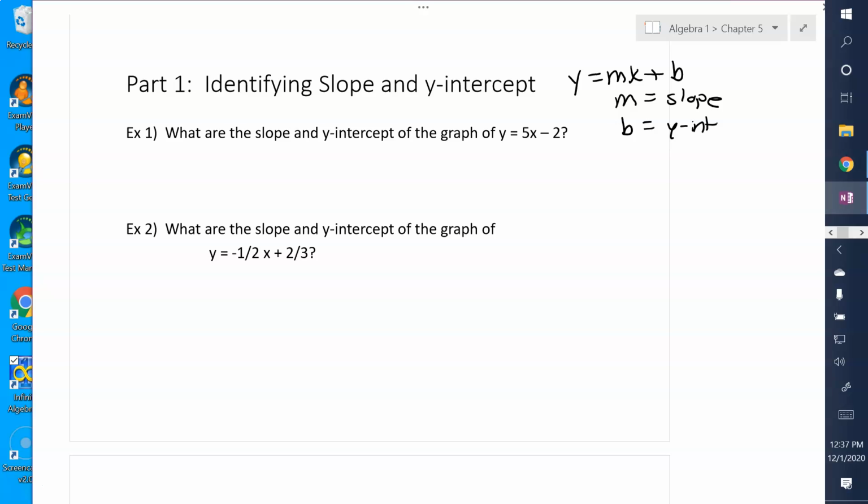So example 1, y equals 5x minus 2. My slope is the coefficient in front of x, so that's 5. And the y-intercept is the number that's hanging off the end there, negative 2.